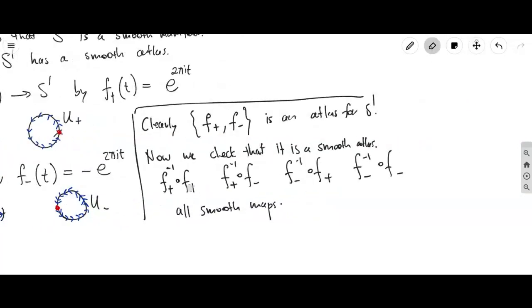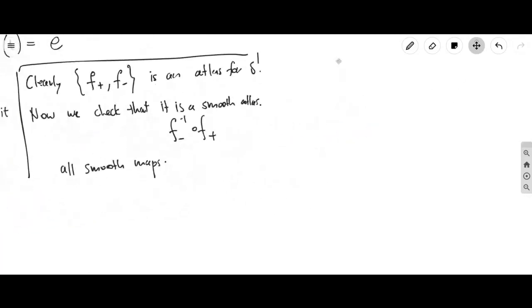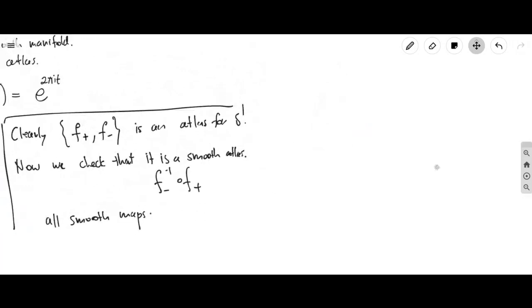Now, this will just give you the identity map, which is differentiable. No need to check this one. This one will give you the identity map, and these two are very similar. So let's not even bother. Let's just do that one because the other one is going to be very similar to it. So we're just going to show that this one is a smooth map.